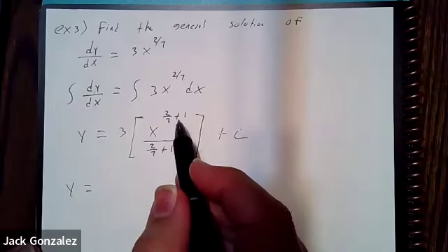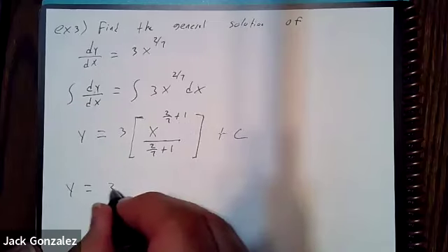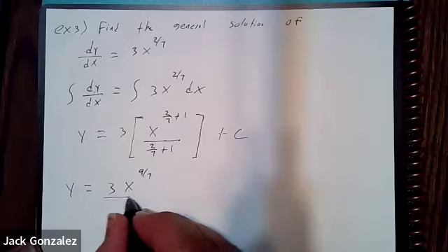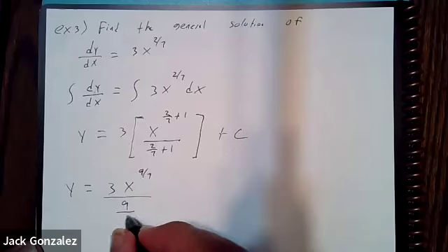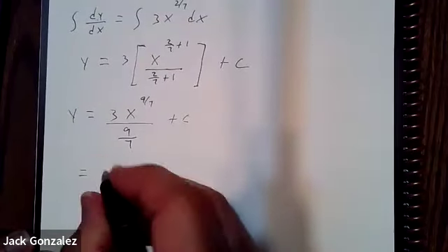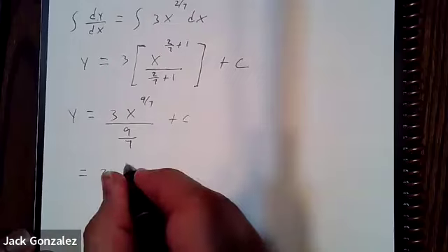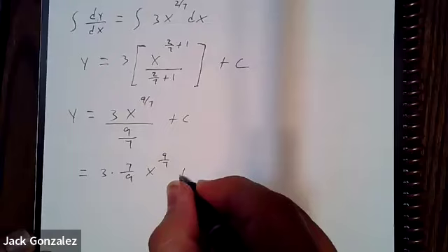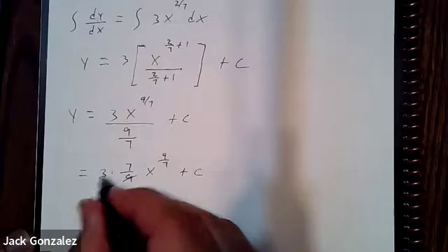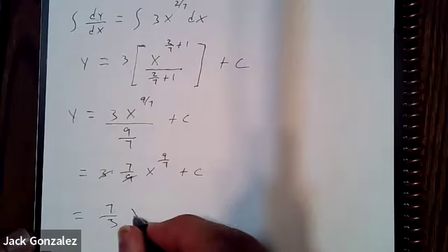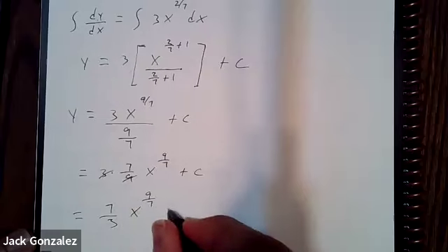2/7 plus 1, that's 9/7, right? Divided by 9/7. We'll simplify this. You'll get 3 times 7/9, x to the 9/7. This will reduce, leaving us with 7/3 x to the 9/7.